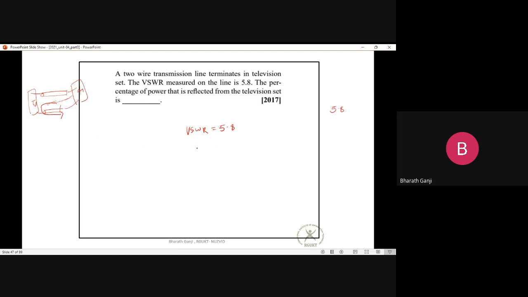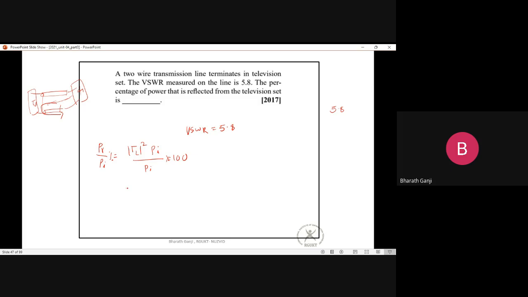Since VSWR is given, because this is your end, if you think of the TV as your load, then at the load some power is reflected back. They are asking the percentage of power that is reflected back, that is, the reflected power relative to the incident power. If you remember, the reflected power is the magnitude of the reflection coefficient at the load squared times the incident power, divided by the incident power. So this answer, of course, into 100%, since they asked in percentage.